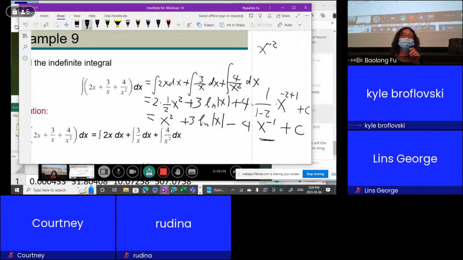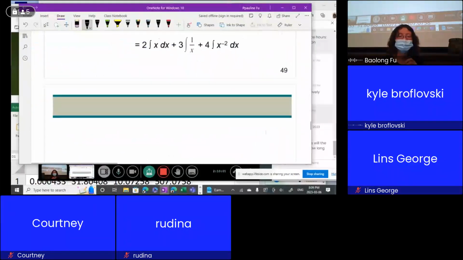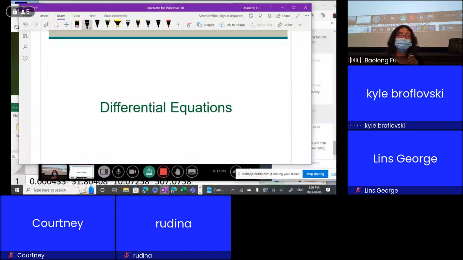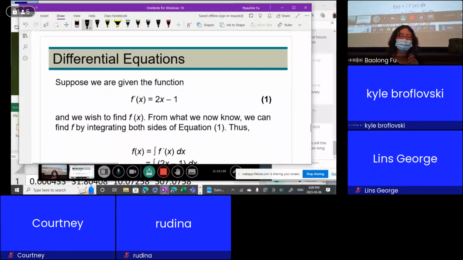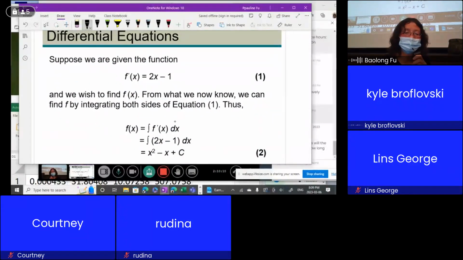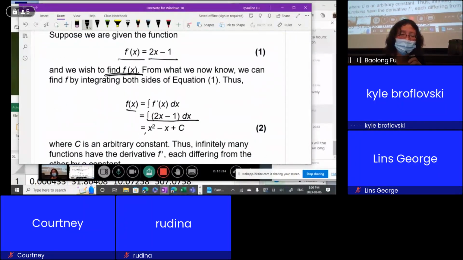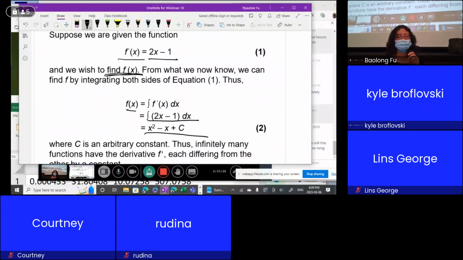Any questions? All right. So, differential equations. Suppose you have f derivative equal to 2x minus 1. How do you find this f of x? You take the integral of 2x minus 1, and you can find f of x.